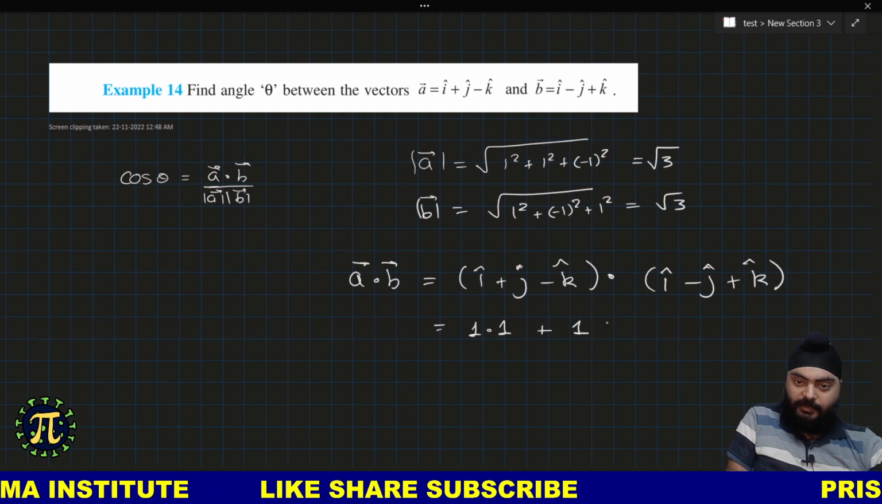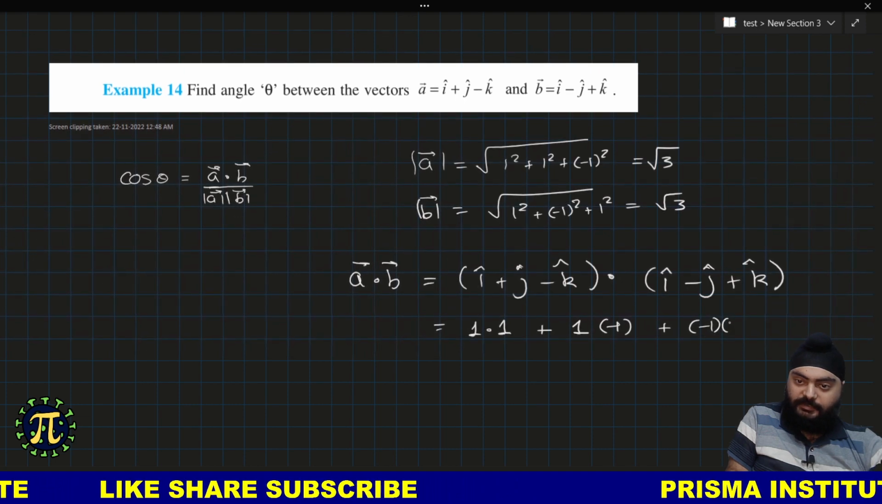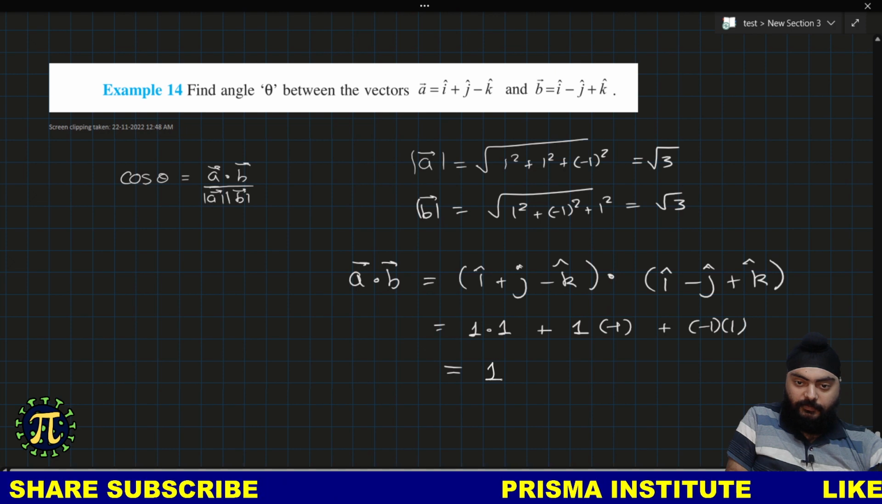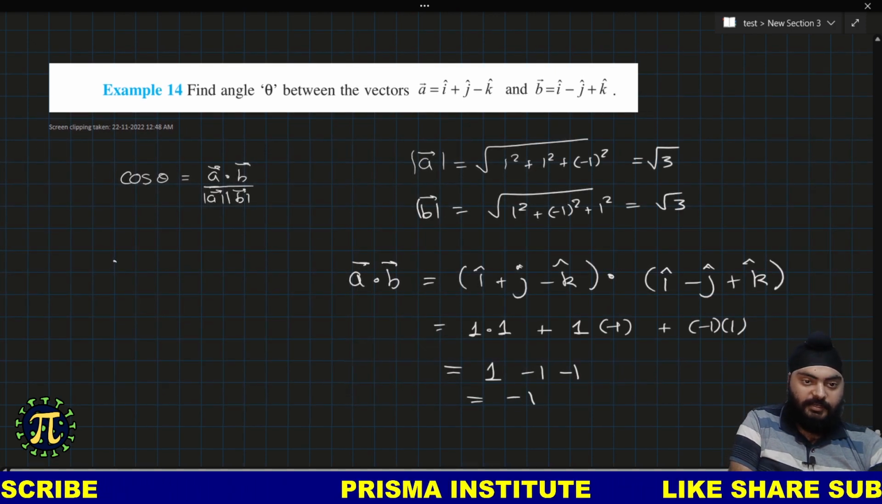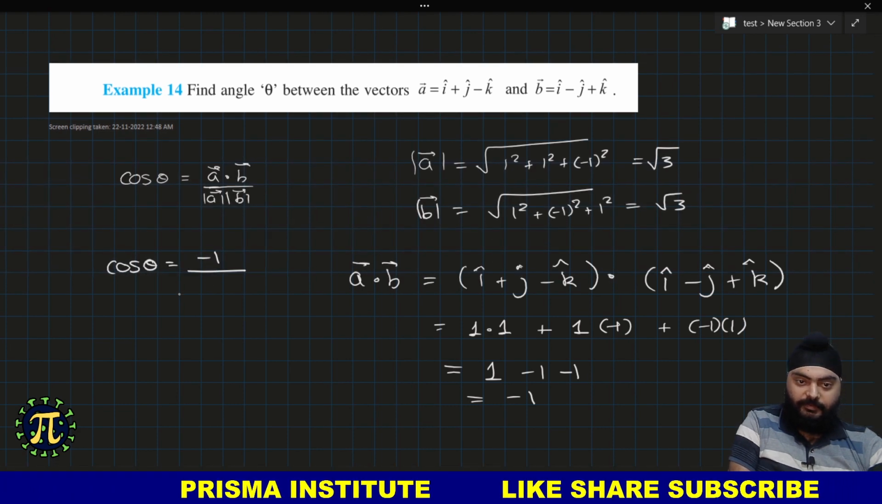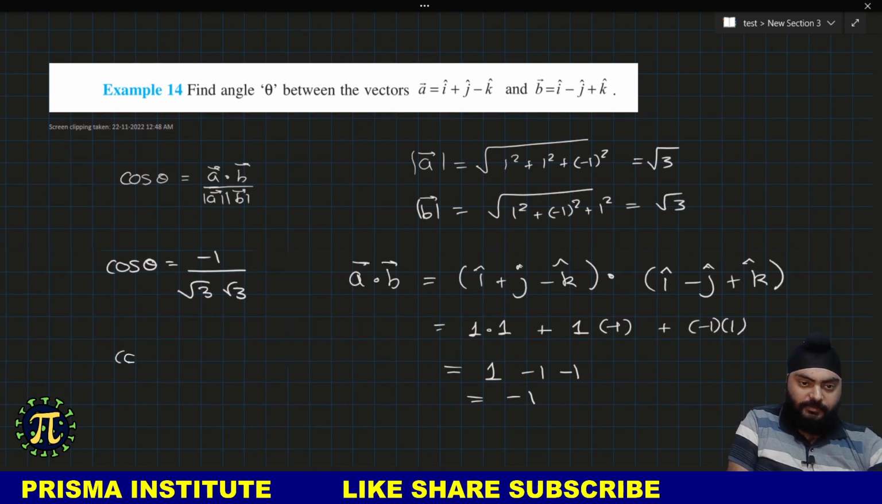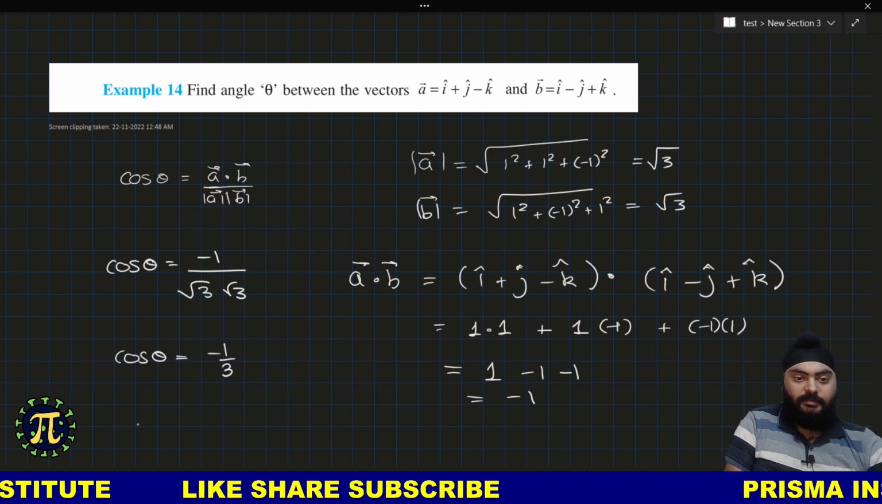So 1 into minus 1 plus minus 1 into 1, a_z b_z, and this is just a number, and this comes out to be 1 minus 1 minus 1. This is minus 1, and cos theta कितना आ रहा है? Cos theta is minus 1 divided by root 3 and root 3. So this is coming out to be negative. So cos theta is -1/3.